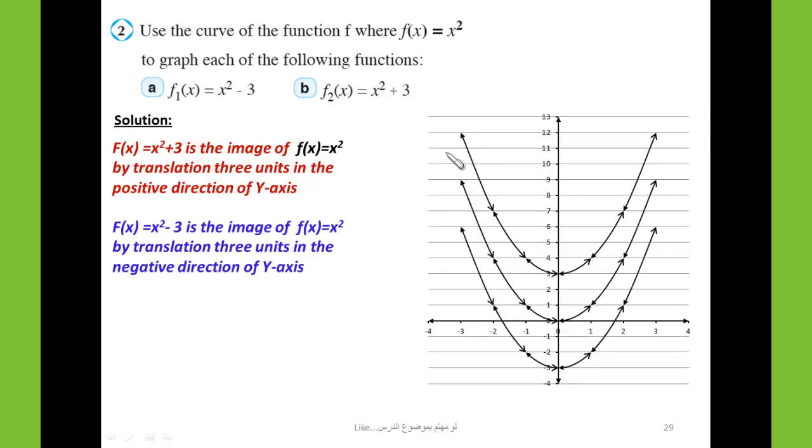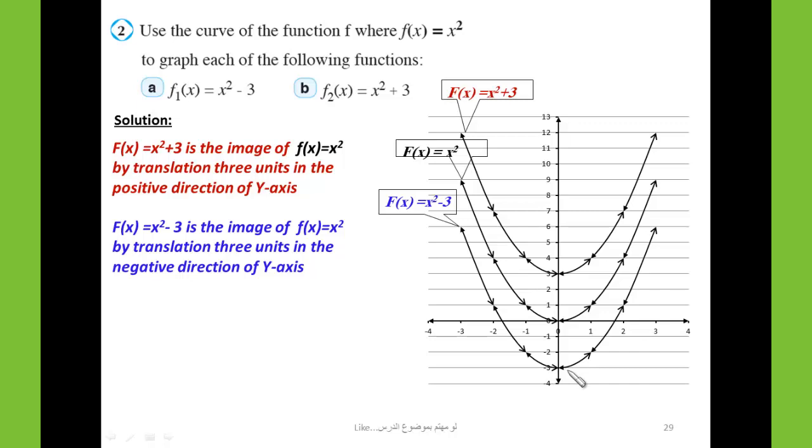This is the first curve, f of x equals x squared. This curve represents f of x equals x squared plus 3. Here, the third curve, f of x equals x squared minus 3. And we write it: f of x equals x squared plus 3, f of x equals x squared, f of x equals x squared minus 3.